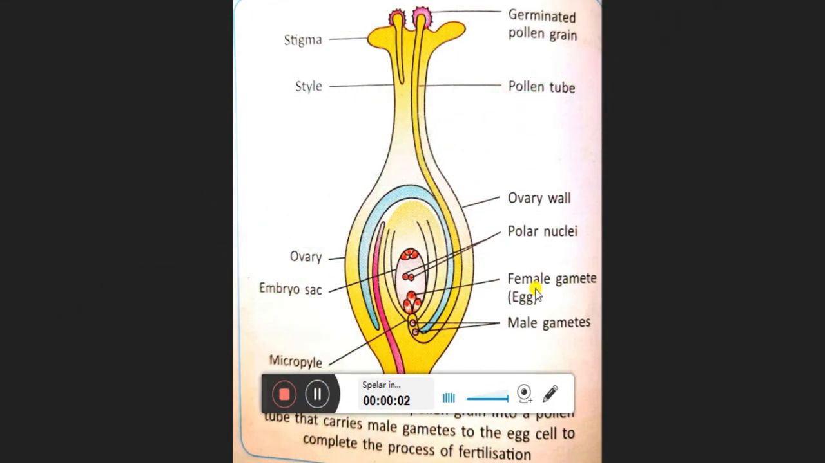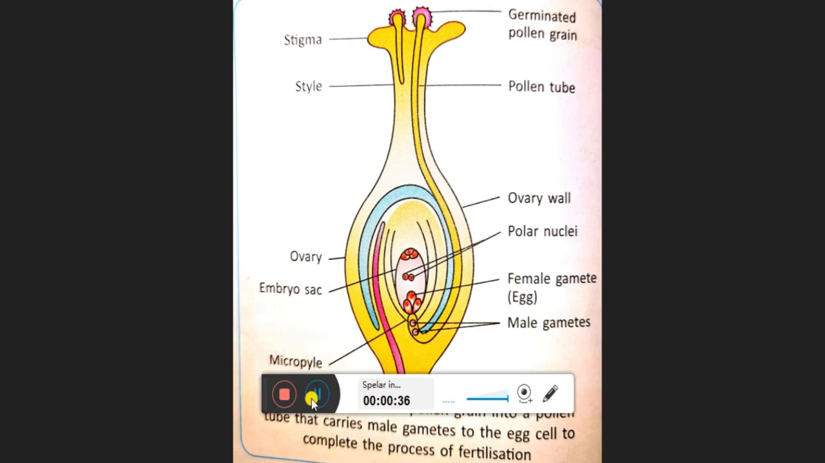Now children, the next topic is fertilization. What is fertilization? Fertilization is the fusion of male and female gamete. Now how does the male gamete reach the female gamete? This process is shown here. Here you can see the female reproductive part of the flower. As the pollen grains reach the stigma, they will start germinating.